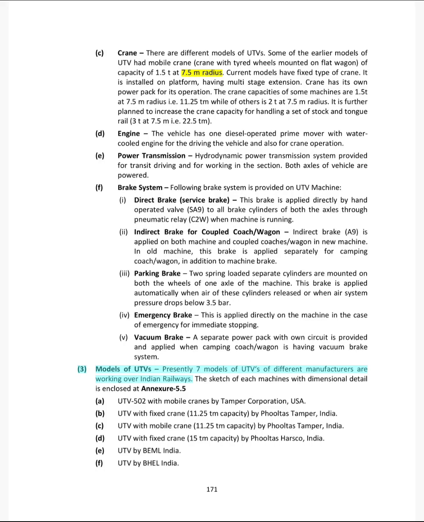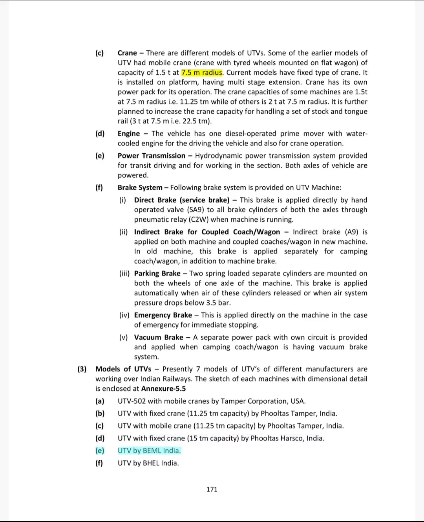3. Models of UTVs. Presently 7 models of UTVs of different manufacturers are working over Indian Railways. The sketch of each machine with dimensional detail is enclosed at Annexure 5.5. A. UTV 502 with mobile cranes by Tampa Corporation, USA. B. UTV with fixed crane, 11.25 tm capacity, by Fulters Tampa, India. C. UTV with mobile crane, 11.25 tm capacity, by Fulters Tampa, India. D. UTV with fixed crane, 15 tm capacity, by Fulters Hasco, India.